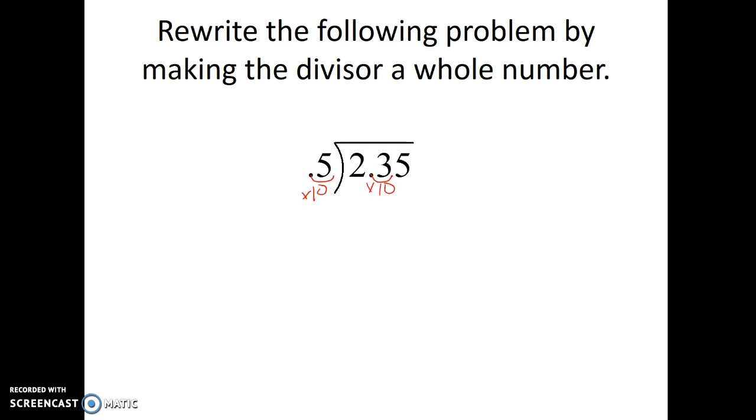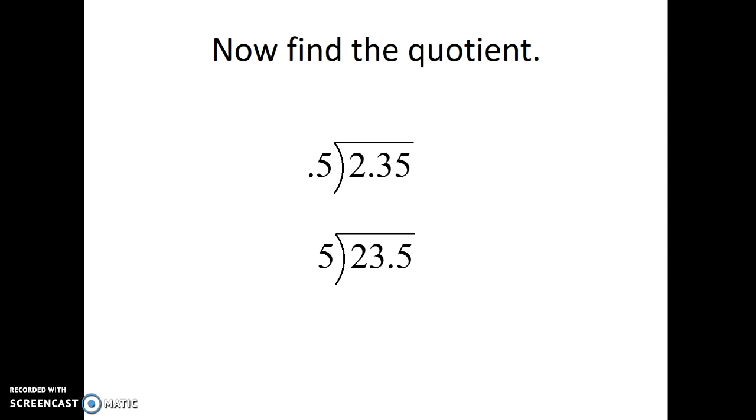I can manage that. So the first step we're going to do when we're dividing decimals by decimals is rewrite the problem so that the divisor is a whole number. And in this case, you would have 23 5/10 divided by 5. Now, pause the video and find the quotient. Then hit play and let's see how you did.